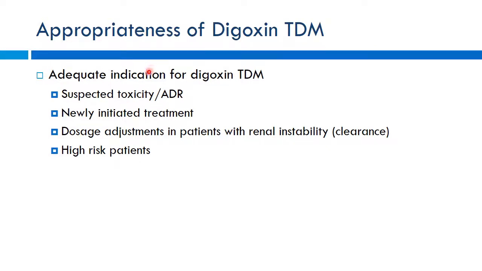Okay, so again, adequate indications for digoxin: if we suspect a toxicity or an adverse drug reaction, that would be one indication. Newly initiating treatment would be another good one. Or if we had a recent dosage adjustment in patients with renal instability, so if we changed the dose recently in response to a bump in their serum creatinine, then we can go ahead and reassess that level afterwards once they've hit a new steady state to make sure they're clearing it okay.